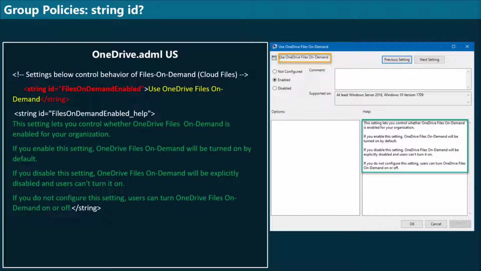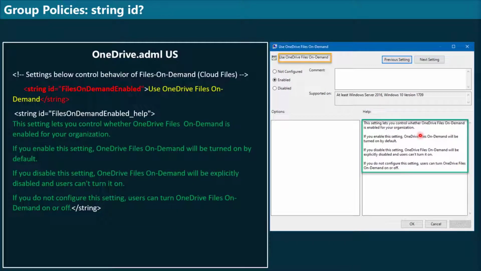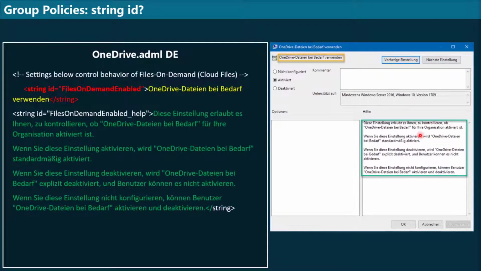We change from the ADML US to the ADML DE. Oh, it happened. The string ID is the same, FilesOnDemandEnabled, but the translation is "OneDrive Dateien bei Bedarf verwenden". See it here, and here the blue, the green text is also here. So going back, you see the difference. It's only the translation. The ID is the same for all languages.